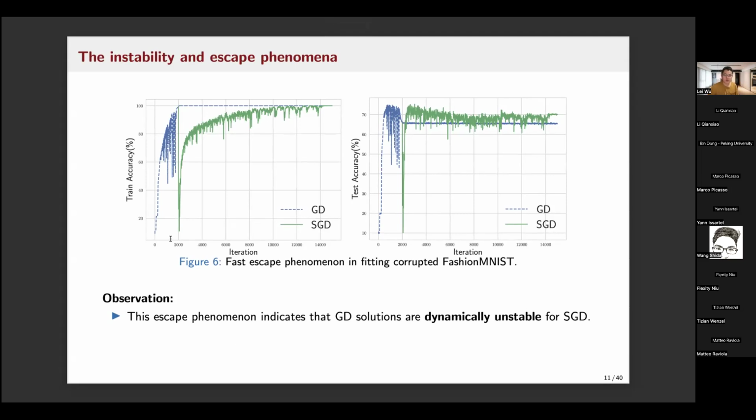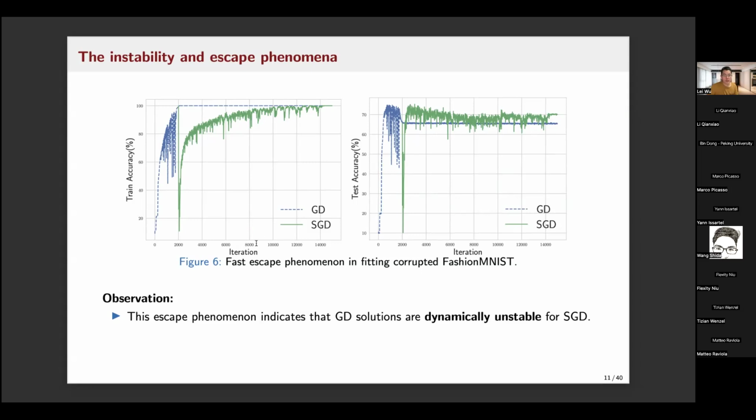When I first worked on this problem, I did some experiments. This experiment goes as follows. First, I train the model, in this case a small convolutional network, for fitting a corrupted Fashion-MNIST. Corrupted means that the labels of part of the data are randomly assigned. I first train the model using GD. When GD nearly converges, I switch the optimizer from GD to SGD. You can see that SGD, instead of continually converging, escapes from the GD solution, from the region where GD converged, and then converges again, slowly. Moreover, SGD converges to solutions which generalize better.